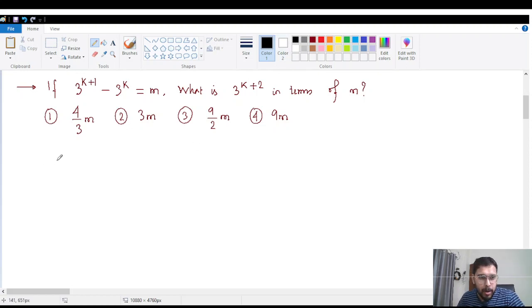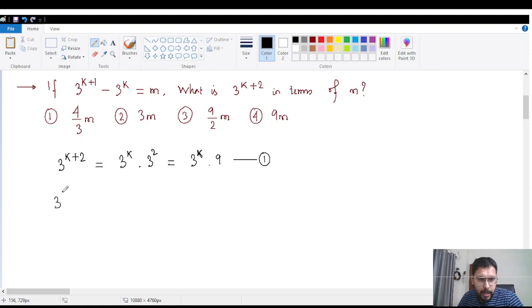Now 3 to the power of k plus 2: you can see the exponent is an addition of two different exponents. So if we expand it, we can apply the product rule again, where you can break it down into 3 to the power of k times 3 to the power of 2, which means 3 to the power of k times 9. Now what we need to find here is 3 to the power of k in terms of m, because we have to write the final answer in terms of m. In order to answer this, we will use the first equation.